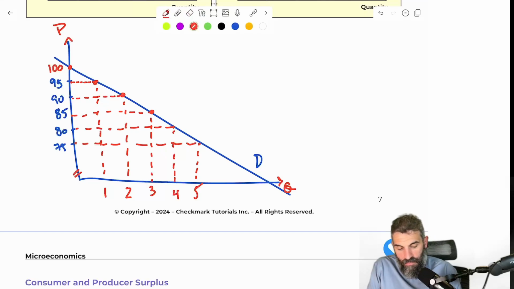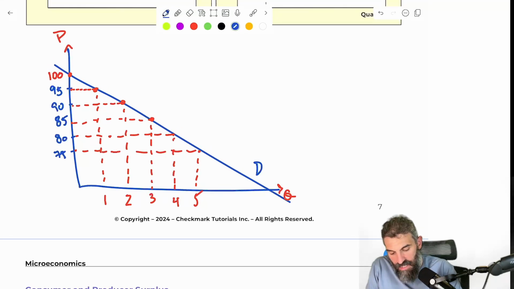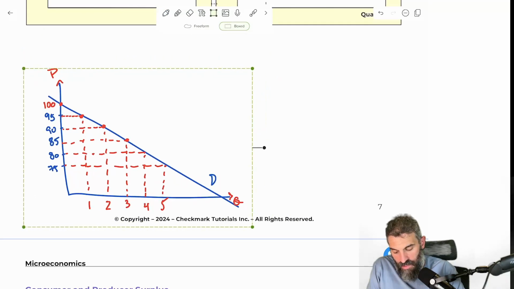Now let's bring in supply. If demand is the value that the consumer places, think of supply as the cost to the supplier. So it's kind of the same idea. Let me move this aside here.